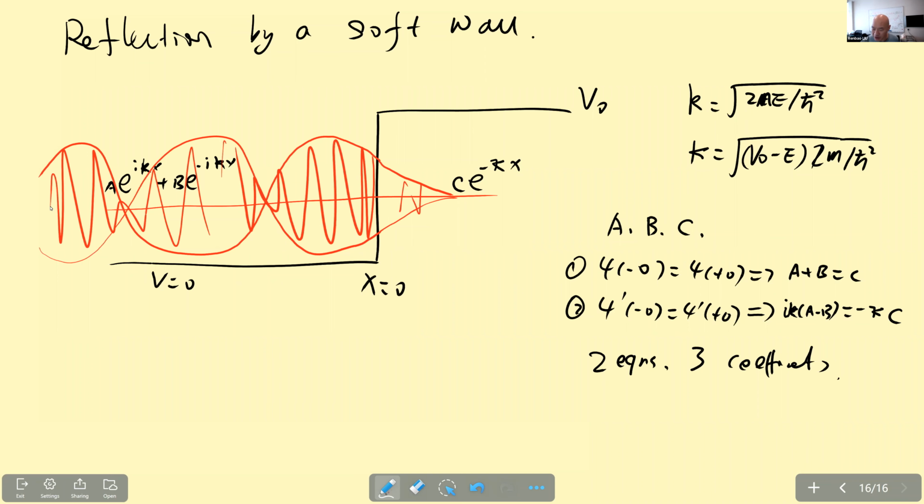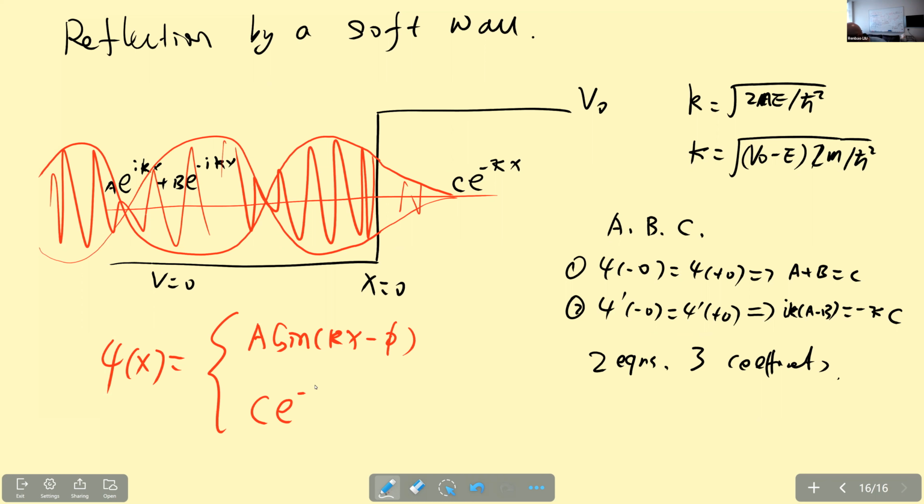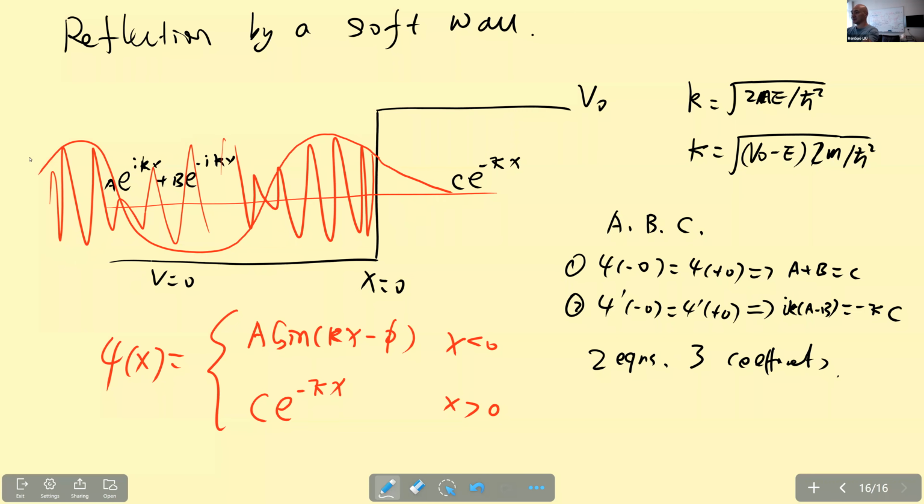So the result, you can write down the wave function. You can find out the wave function. I leave that solution to you. It will be some kind of A times a sine function. Before it was just kx, but now there's a phase shift. On the right side, just C e^{-κx}. This is for x less than 0. This is for x greater than 0. So that's the eigenstates.